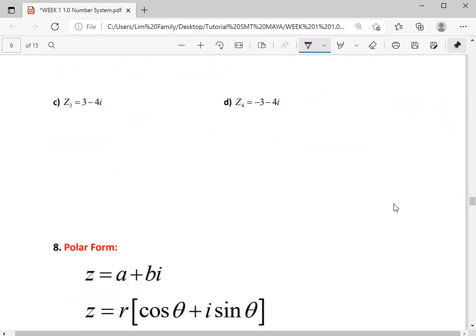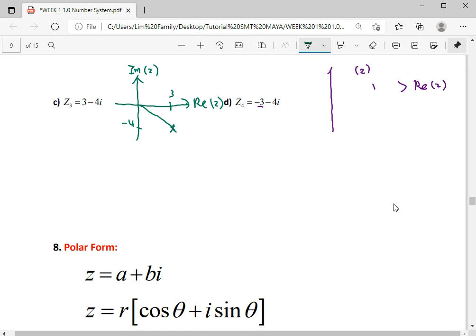Okay, C. I want to find for quadrant 4 first before we go to quadrant 3. So the imaginary number and the real number: this is 3, this is negative 4. So I want to do quadrant 4 first. That will be my first step. Second step, alpha equals shift tangent of B over A, where B is 4, A is 3.